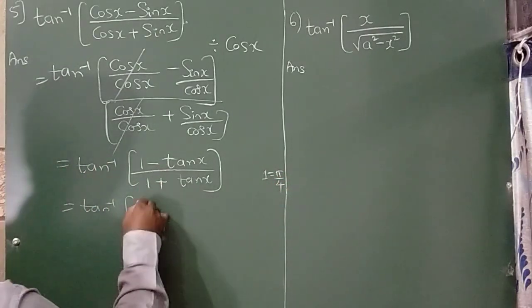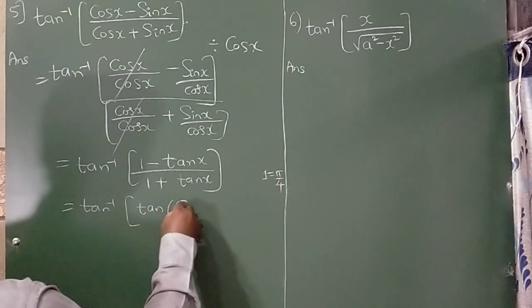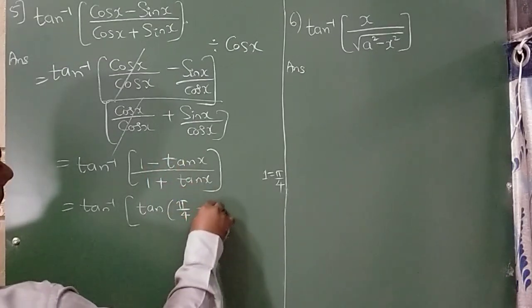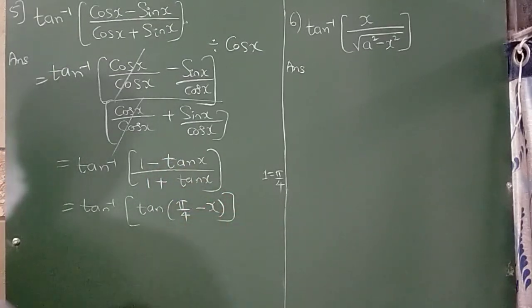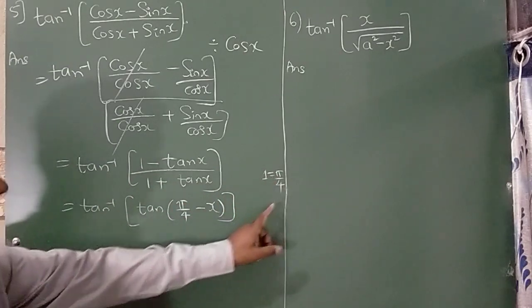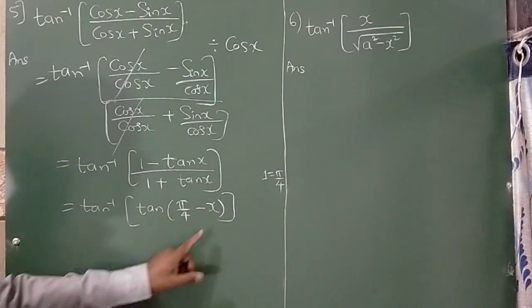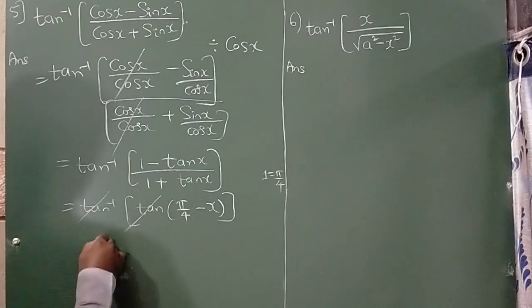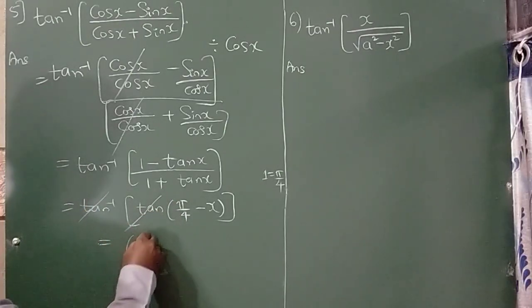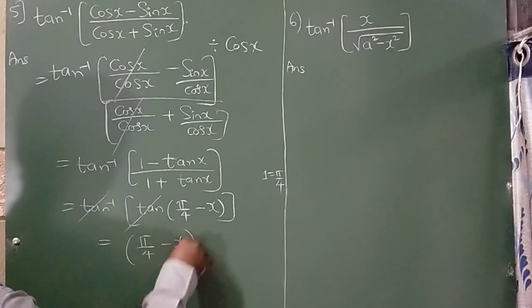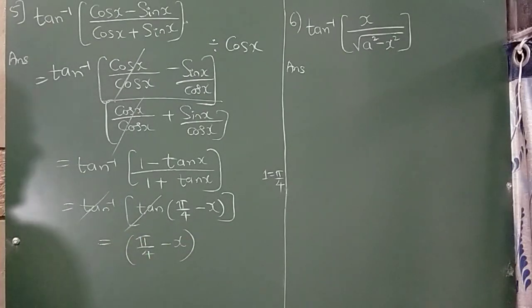So what can I write? There is a formula. So it is pi by 4. Since there is a minus here, I must write minus. 1 means it is 45 degree, that is tan 45 degree. And there is a formula, that is tan A minus B. So this tan and this tan inverse get cancelled. So the final answer is pi by 4 minus x. Fine.